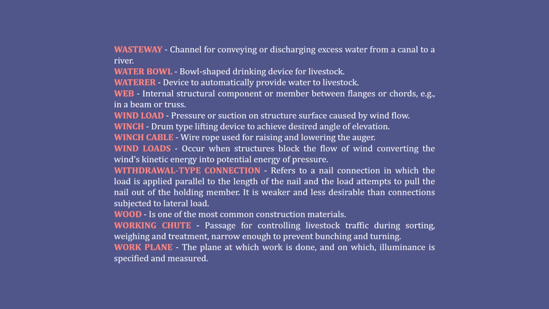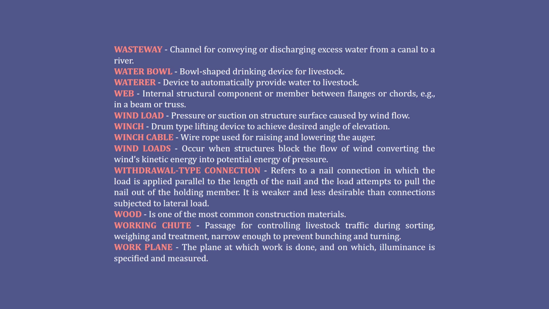Withdrawal type connection refers to a nail connection in which the load is applied parallel to the length of the nail and the load attempts to pull the nail out of the holding member. It is weaker and less desirable than connections subjected to lateral load. Wood is one of the most common construction materials. Working chute. Passage for controlling livestock traffic during sorting, weighing and treatment. Narrow enough to prevent bunching and turning.